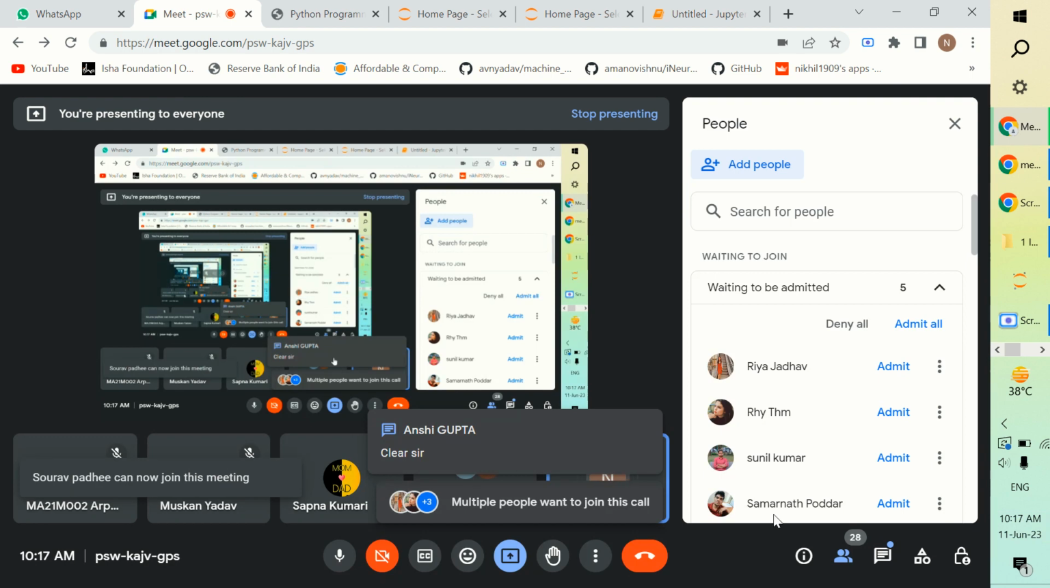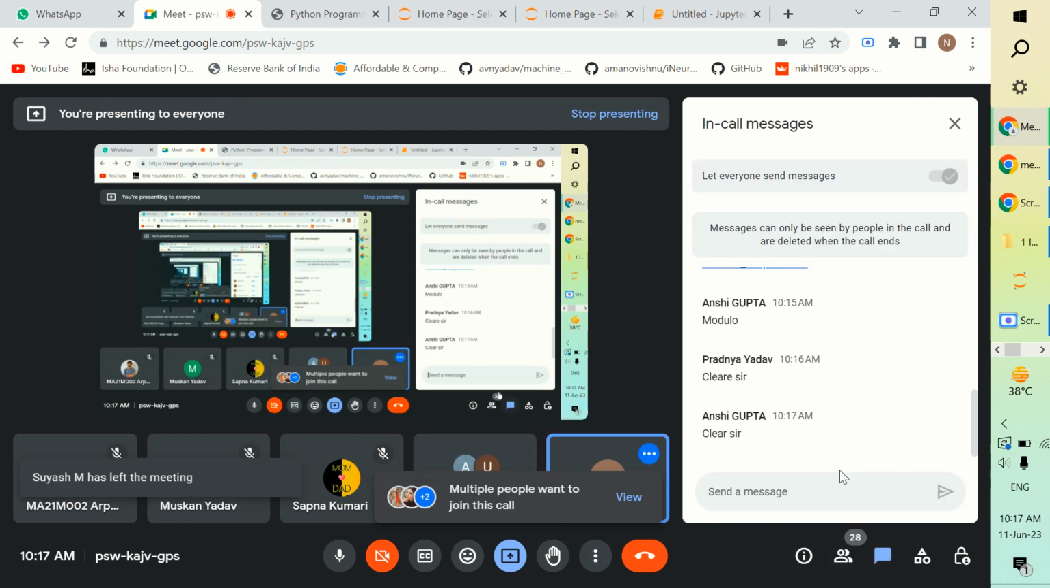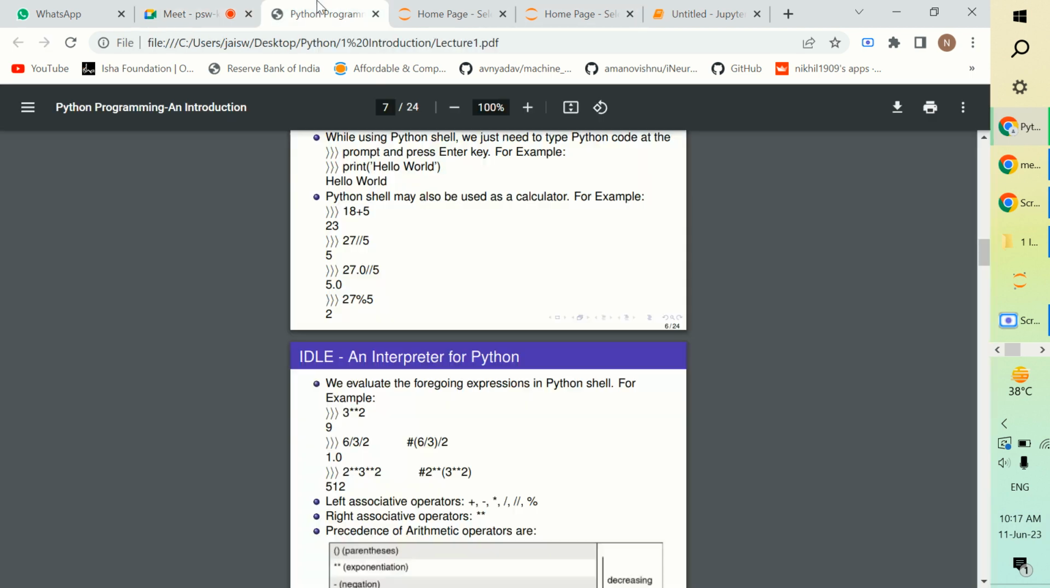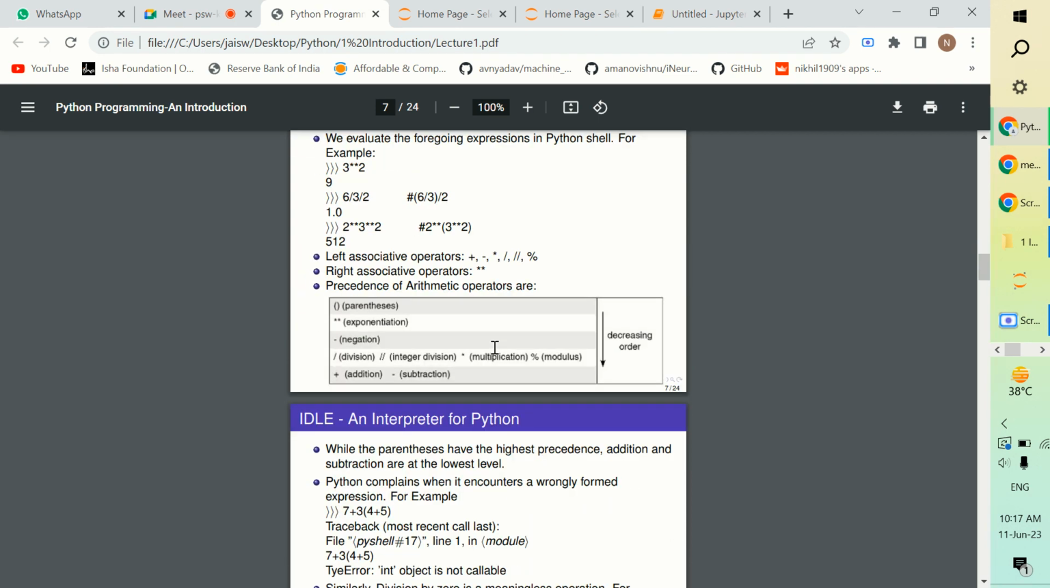Okay, any doubt? Okay, now let's see the left or right associative operators. So all these operators have few properties: either they are left associative or they are right associative. Left associative means that they start operating from the extreme left.